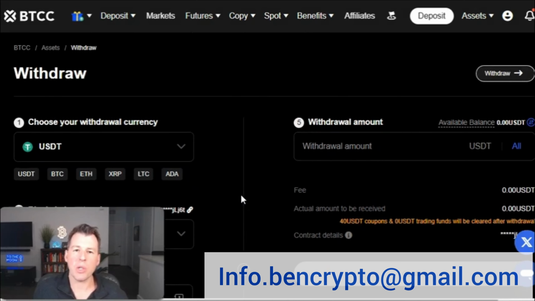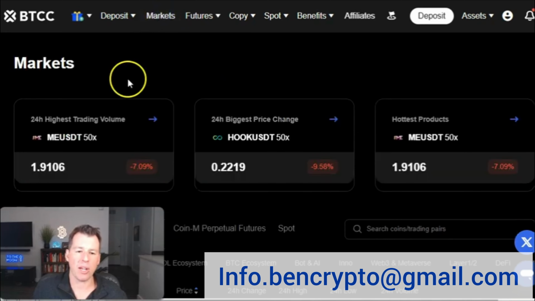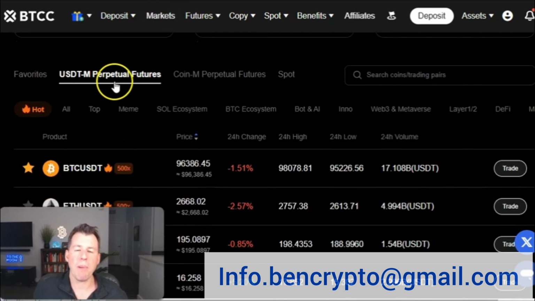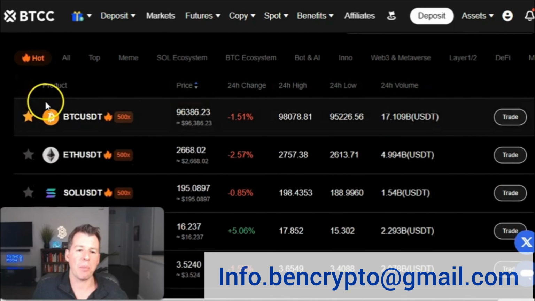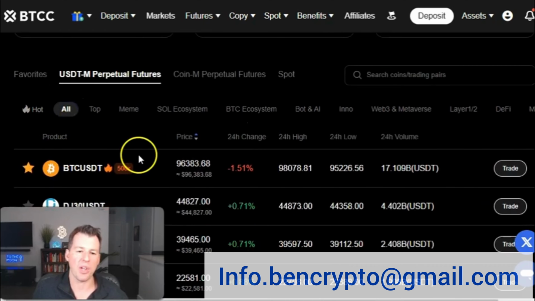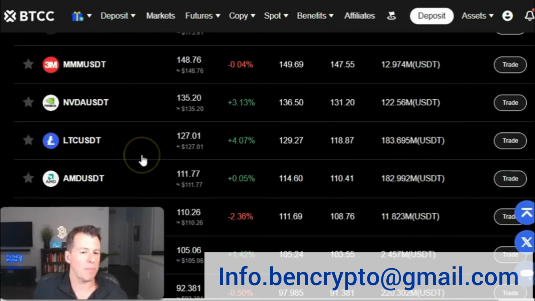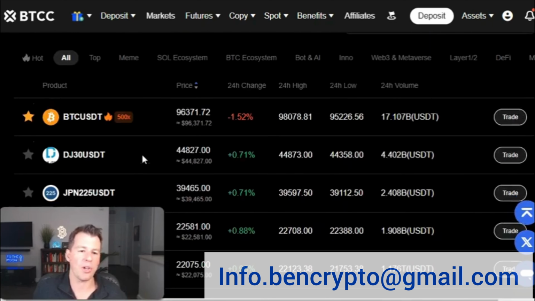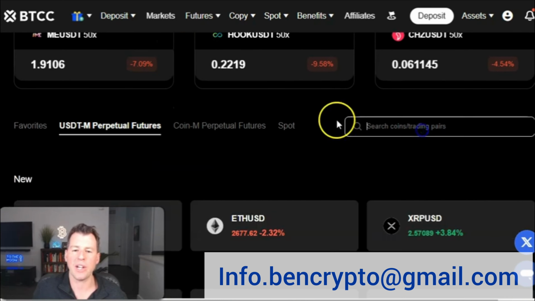Now, which coins can you trade on the exchange? To find out, you're going to click on markets, top left, markets. Here, USDT perpetual futures, that lists the futures coins you can trade, and then spot, that lists the spot coins you can trade. Under the futures, it's several hundred coins, so you probably want to toggle all as opposed to hot. You can search through, it's meme coins, utility coins, top 100 coins. If you want to search for a specific coin, enter it here.